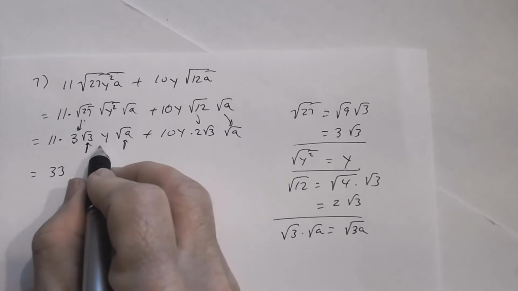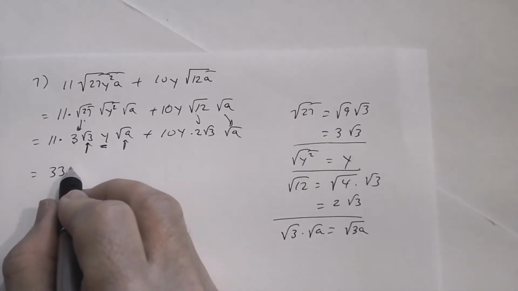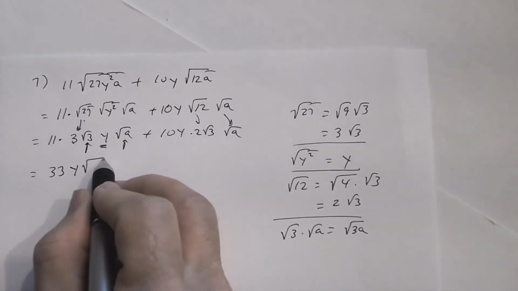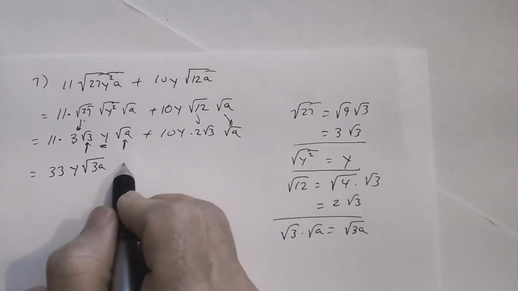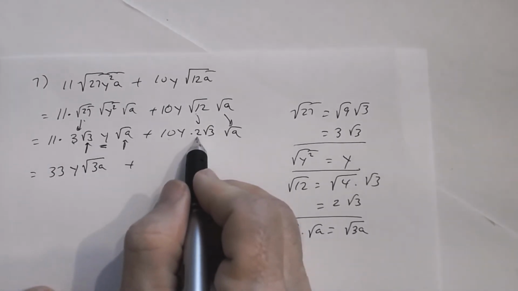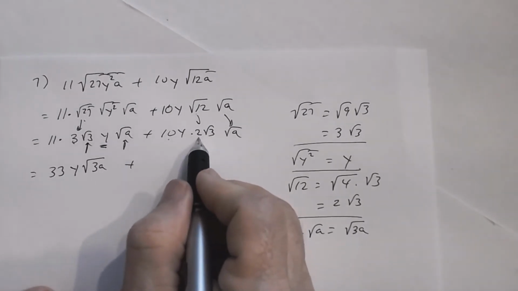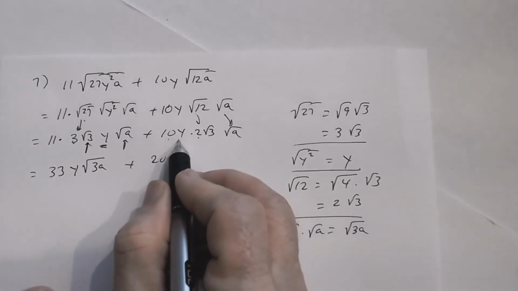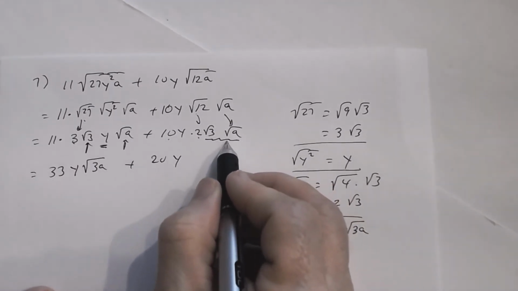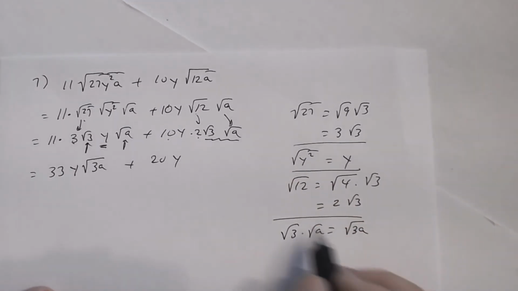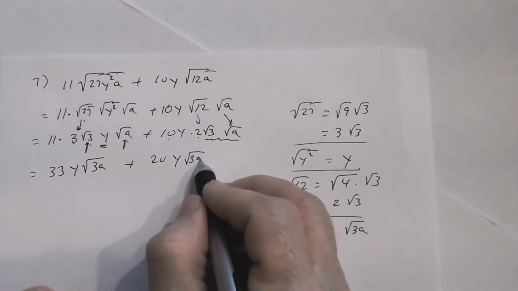And then we have a factor of y. So I'm going to write this as 33y times the square root of 3a. So that is this. Plus 10 times 2, 10 times 2 is 20. So I get 20y, and then the square root of 3 times the square root of a, we already talked about, that's the square root of 3a.